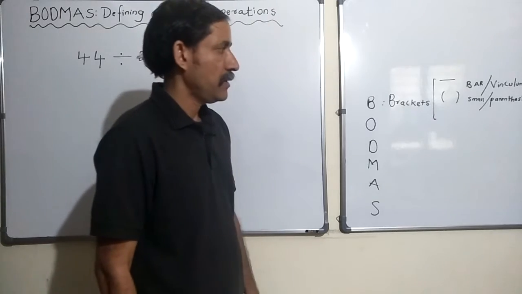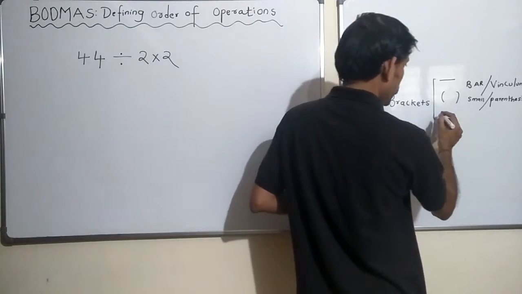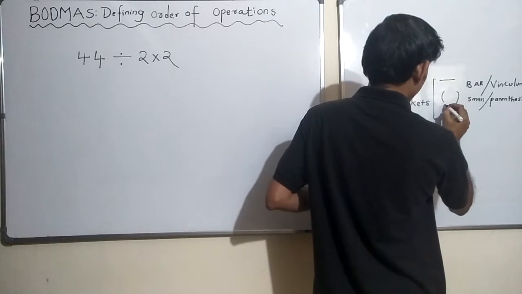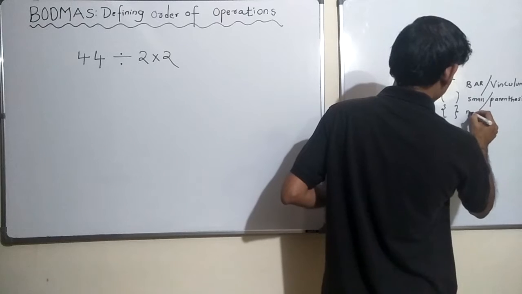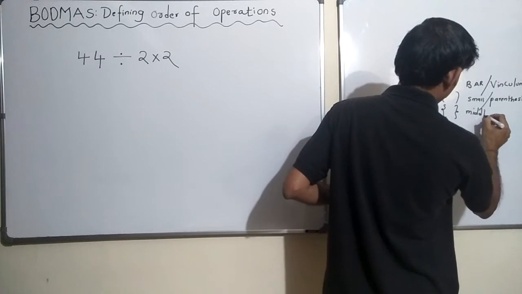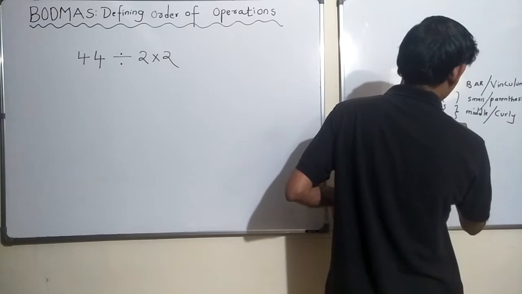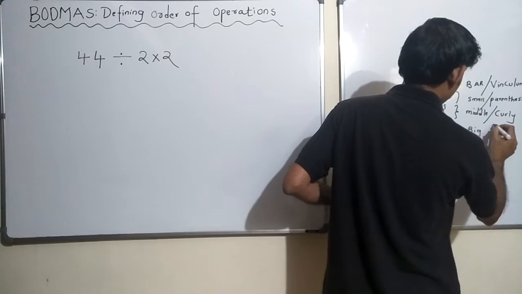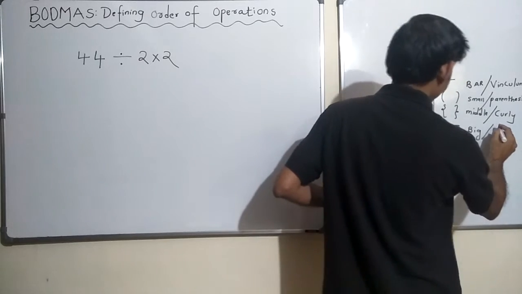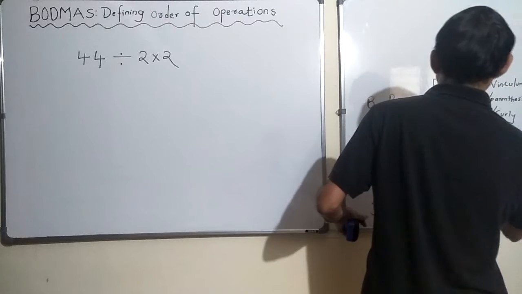The round brackets, if you are already familiar with that, then you can have the curly braces or the middle bracket, and finally the big bracket, also called the square bracket.